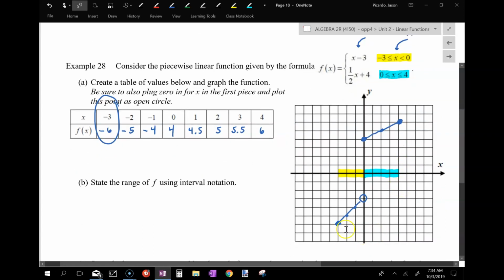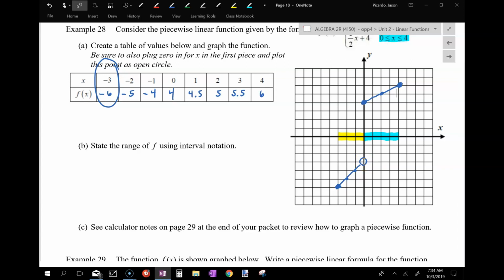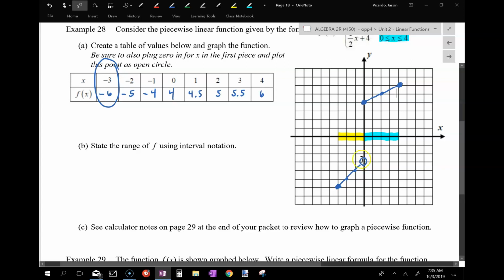Quick question. How do I know that this can't be a closed circle based on the picture? How do I know it can't be a closed circle? It's a tough question. How do I know that this circle right here has to be open? Why can't it be closed?